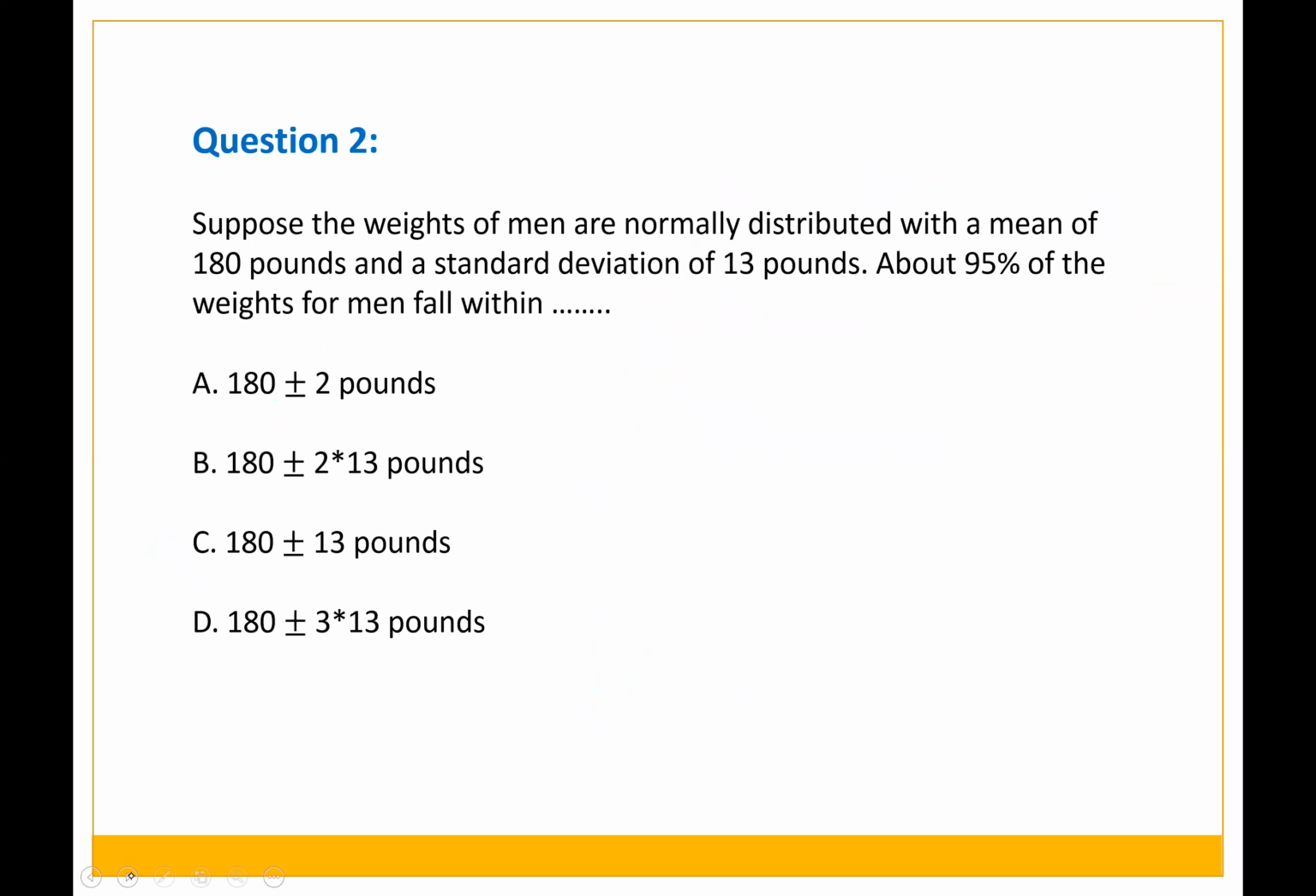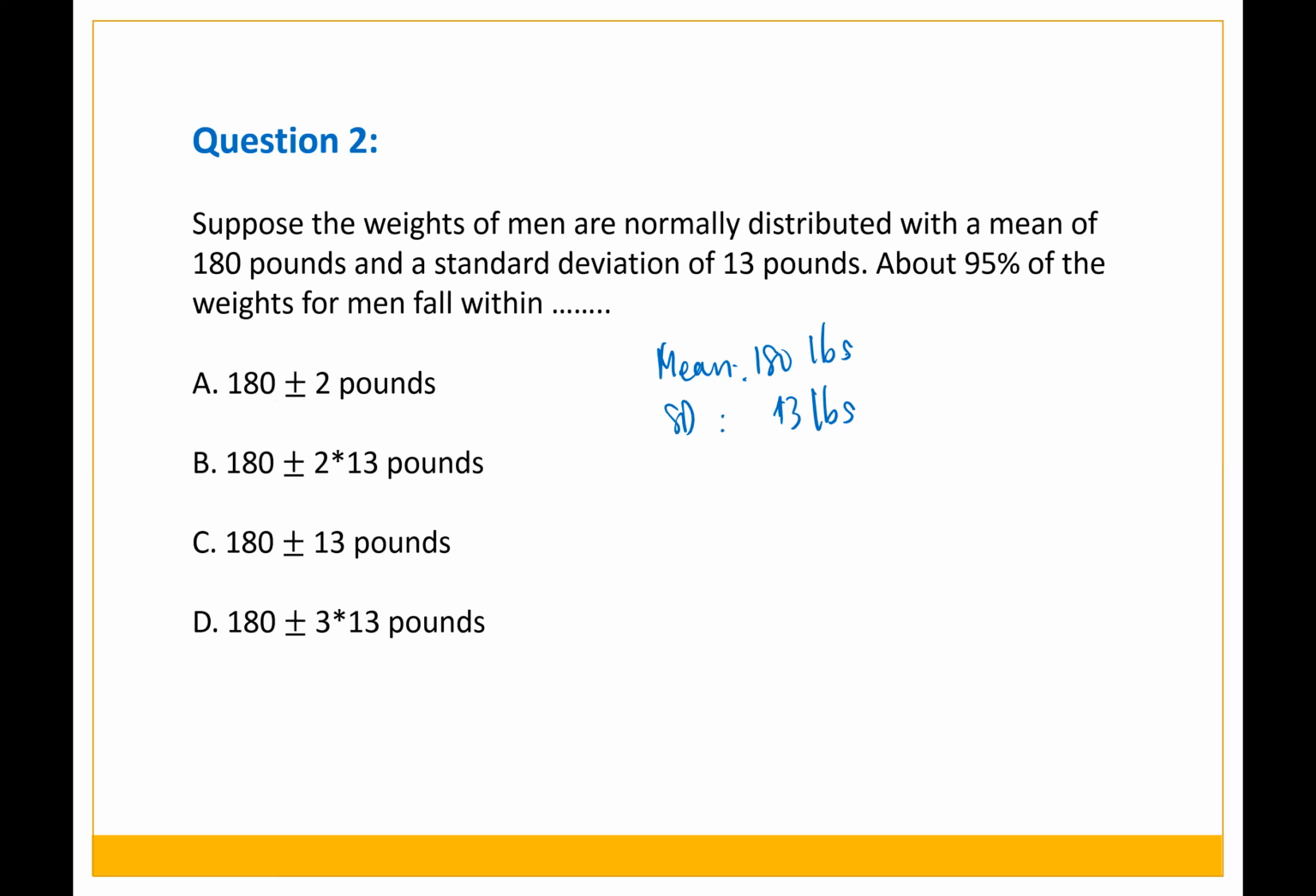Now we go to question 2. Again, stop me here if you want to work on this problem alone. Suppose the weights of women are normally distributed with a mean of 180 pounds and a standard deviation of 13 pounds. About 95% of the weights of the women fall within what interval?